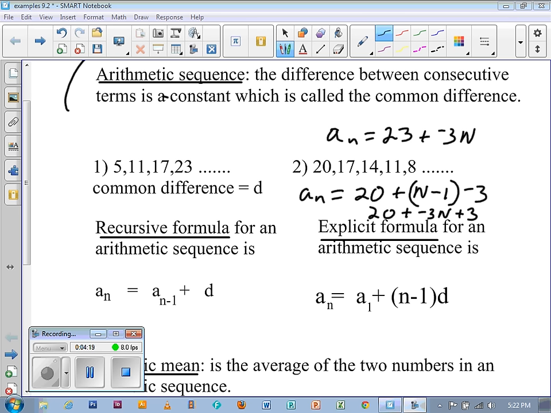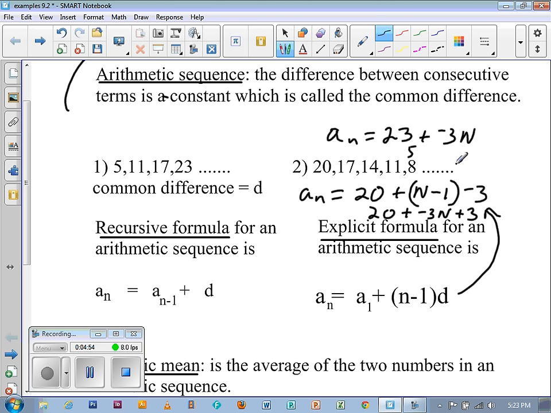Okay, welcome back. As you can see, I've worked the explicit formula out for number 2. Basically, you take this formula down here and substitute in 2 key values. Your first value, which is 20, and the -3 represents my common difference. So when I substituted that in and then I distributed the -3 out, I got a -3n plus 3, which simplifies to -3n plus 23. Again, always check to make sure it works in case you made a silly mistake. Looking at this sequence, we got 1, 2, 3, 4, 5. This is the 5th term we're on.